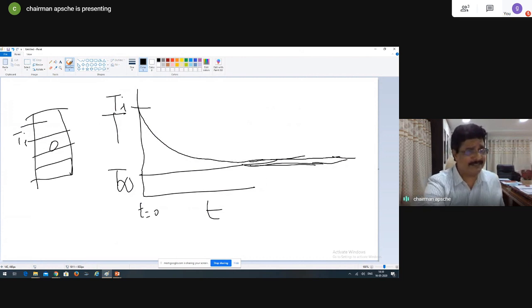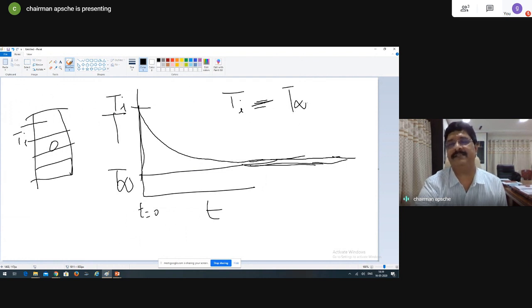So how much time? Is it instantaneous? Is it like a vertical line? No, it is not a vertical line. It is only an exponential function. It takes some time. So when people design a thermocouple, it is based on the initial temperature difference between the thermocouple and the ambient condition, Ti minus T infinity.